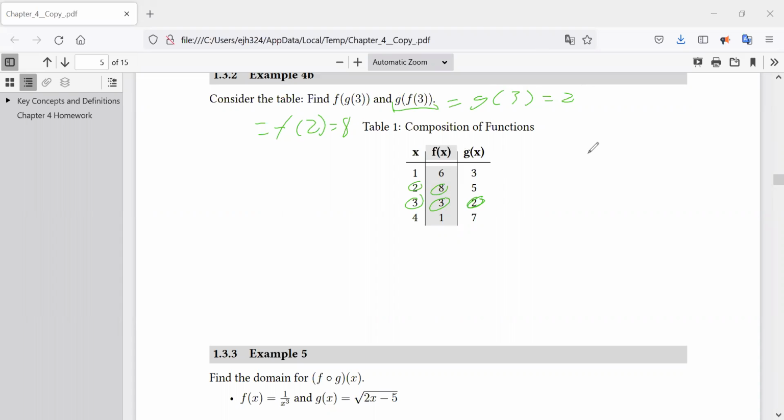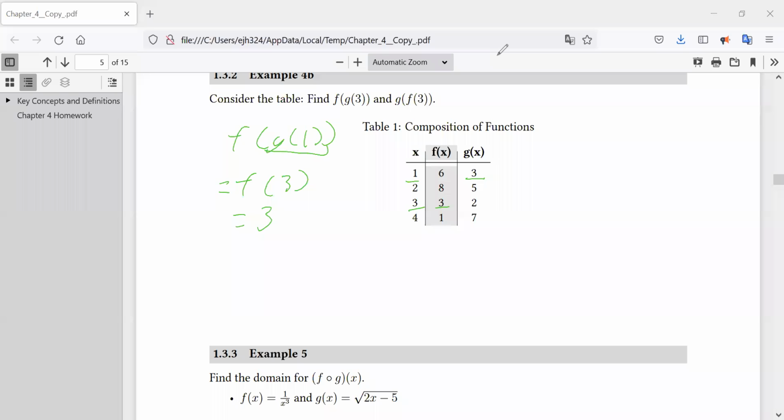For some reason, I'm not getting it. Would you be able to go over that one more time? Sure. Let's do another example. Let's do f of g of 1, right? So I check what g of 1 is. Well, g of 1 here is 3, right? And then f of 3 would be 3. Exactly. Okay, cool.